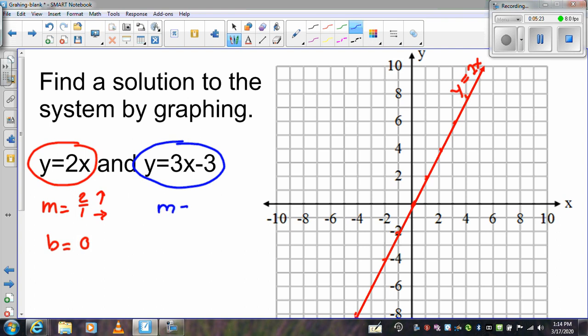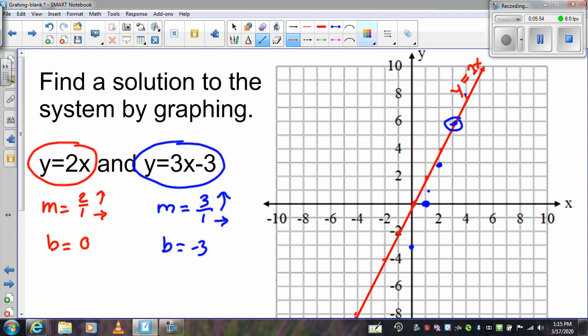Your slope would be 3, which is 3 over 1, which means up 3, forwards 1. And your y-intercept is -3. So I'm going to put a dot at -3, and then I'm going to go up 3 and over 1. I'm going to make lots of dots until I overlap one of them. So 1, 2, 3, over 1. Put another dot. Up 3, over 1. I'm getting close. Up 3, over 1. There's my solution right there.